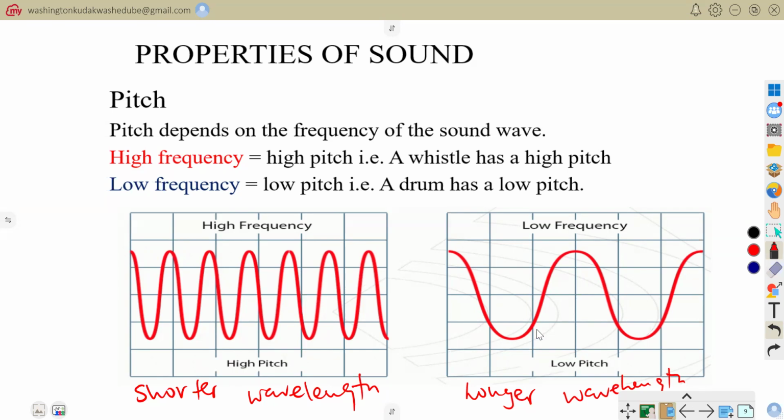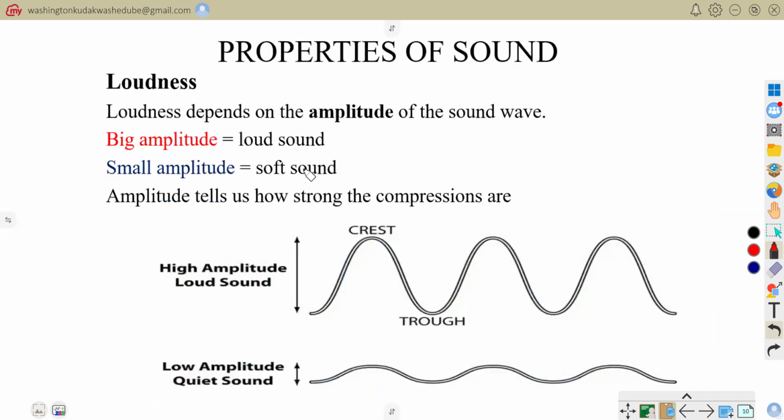And now, let's look into the loudness of sound. How do we determine the loudness of sound? Loudness depends on the amplitude of the sound, which means that the bigger the amplitude, the louder the sound.